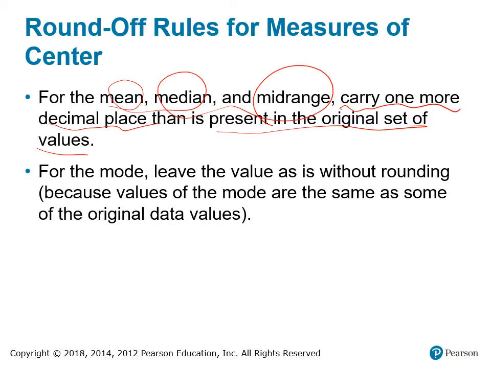Mode, we never really have to round because you're just looking at the data values themselves and using those as your mode, so there's no need to talk about rounding the mode. You would rarely ever, if never, round the mode. But for mean, median, midrange, and really for almost all our calculations, this is our general rule. Carry one more decimal place than is present in the original data set. Again, try not to round until you get to the end of the calculation.